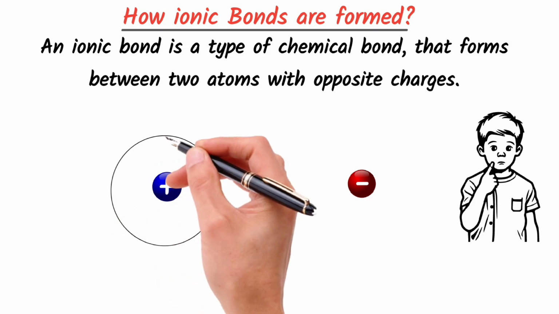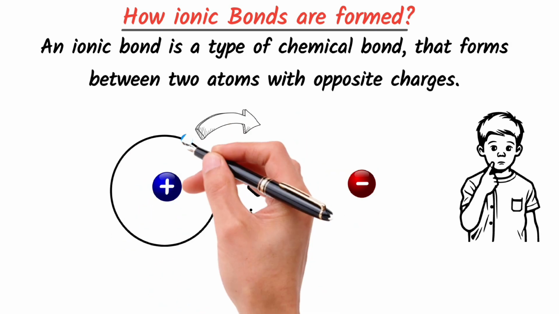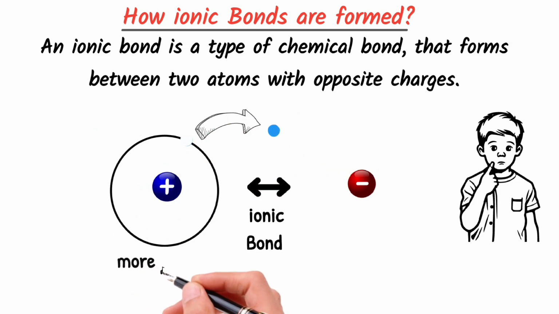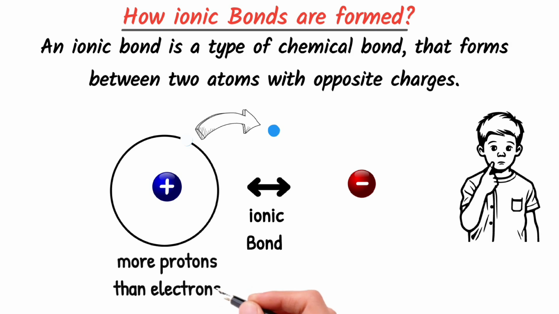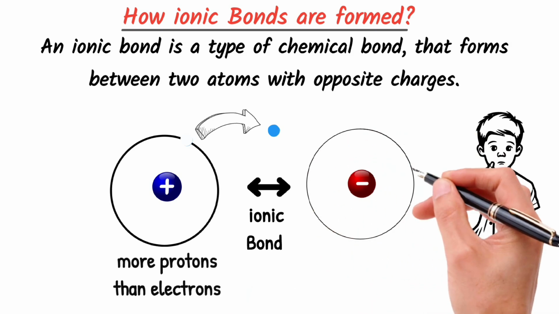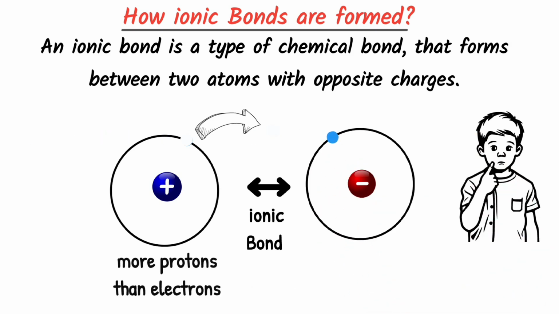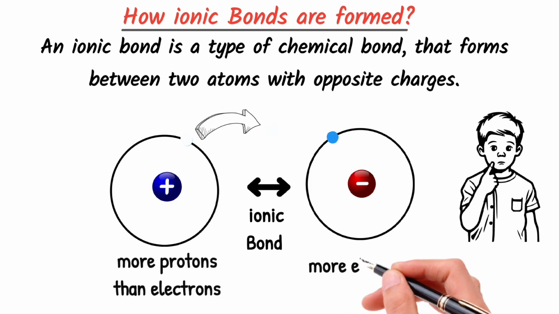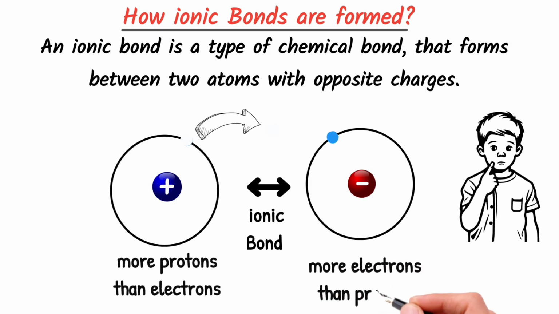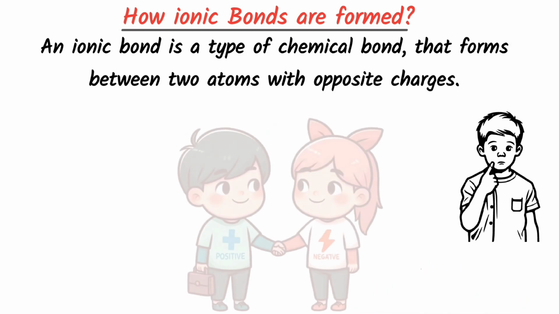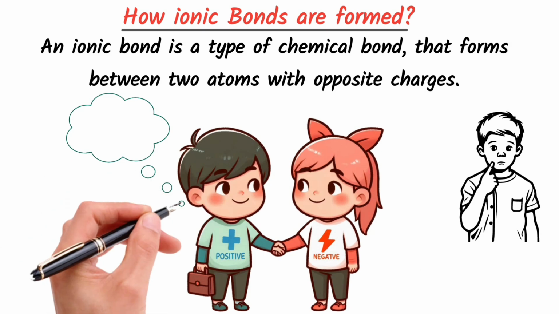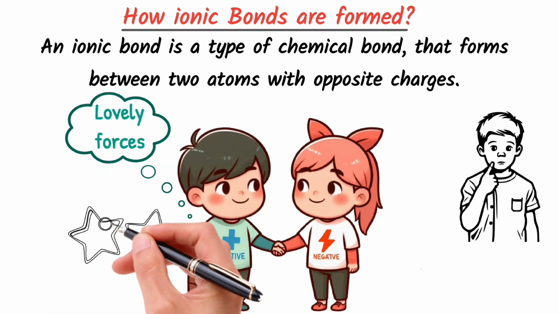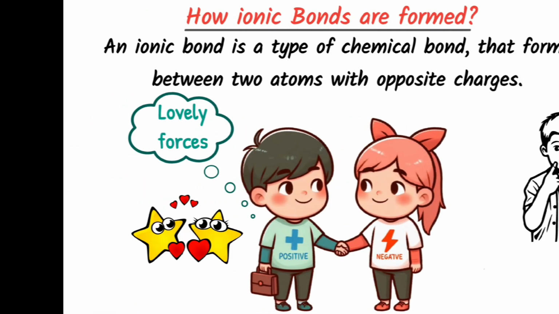When an atom loses an electron, it becomes positively charged. This is because it now has more protons than electrons. On the other hand, when an atom gains an electron, it becomes negatively charged. This is because it has more electrons than protons. An ionic bond is just like the lovely forces between a couple that creates attraction between two partners.